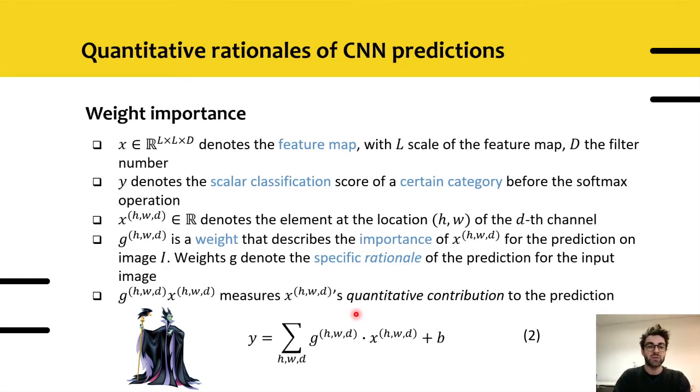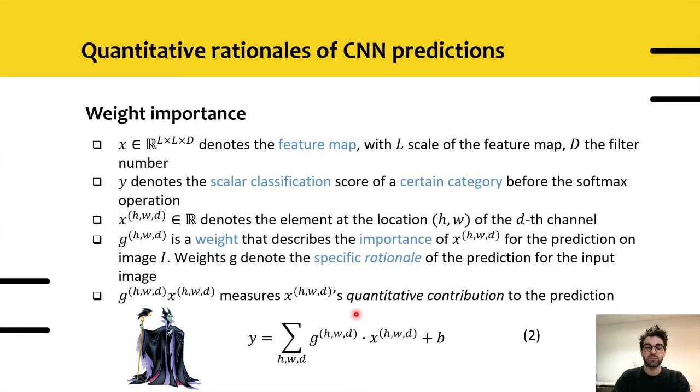So some taxonomy for our algorithm. We have X belonging to R^(L×L×D), that denotes the feature map with the scale of the feature map L, and D, that is the number of filters. Y denotes the scalar classification score of a certain category before the softmax operation, and x_HWD, that is a scalar, denotes the element at the location HW of the D-th channel. The corresponding g weight describes the importance of x_HWD for the prediction of image I. The weights g denote a specific rationale of the prediction for the input image. g times x measures the quantitative contribution of x to the prediction.